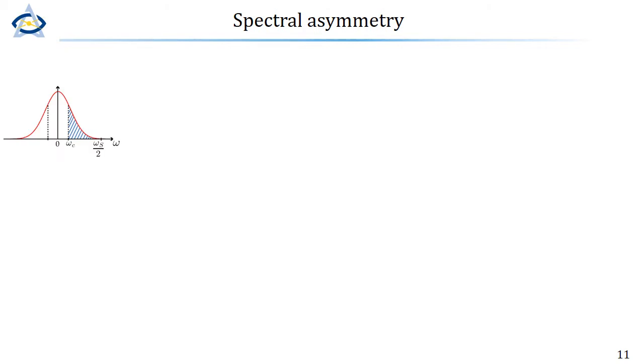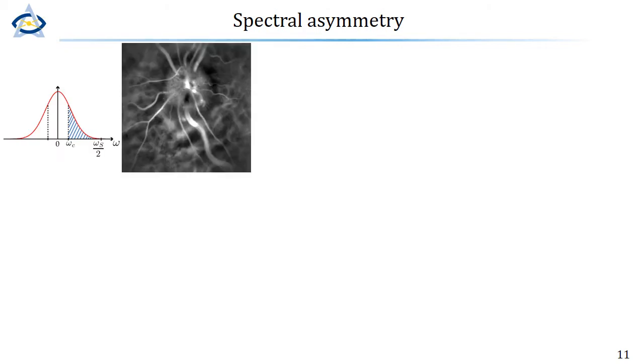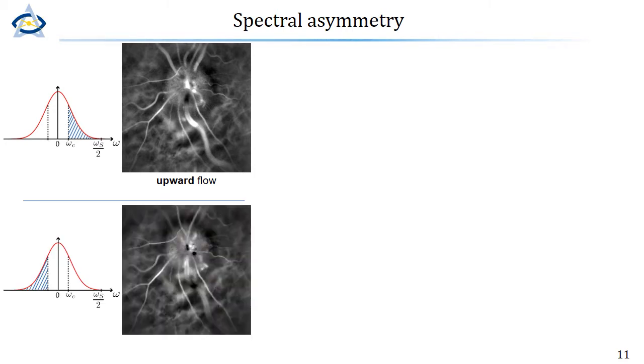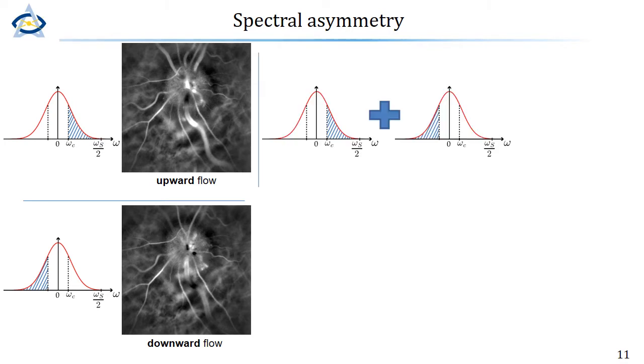So what we can do with that is make power Doppler images for each side of the spectrum. For example, for positive frequency, we can make a power Doppler image, and it's going to be related to upward blood flow. We can also do the same for the power Doppler of negative frequencies, and it results in a blood flow image that is related to downward blood flow.